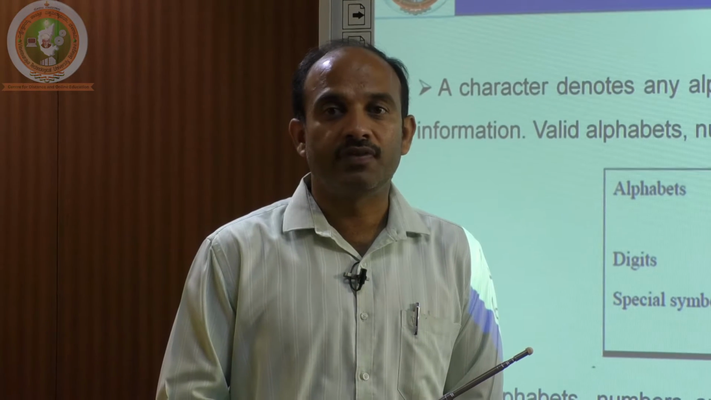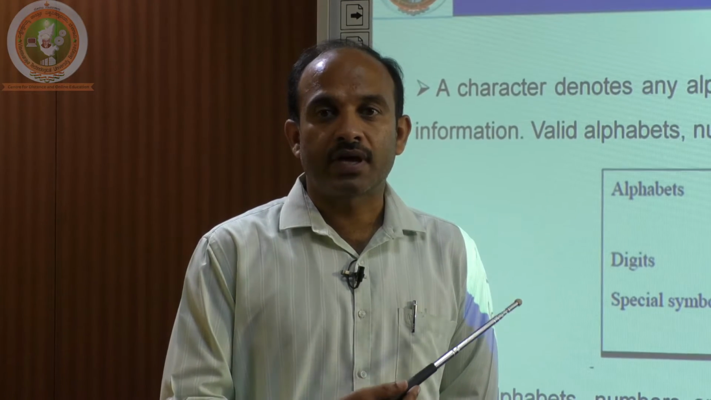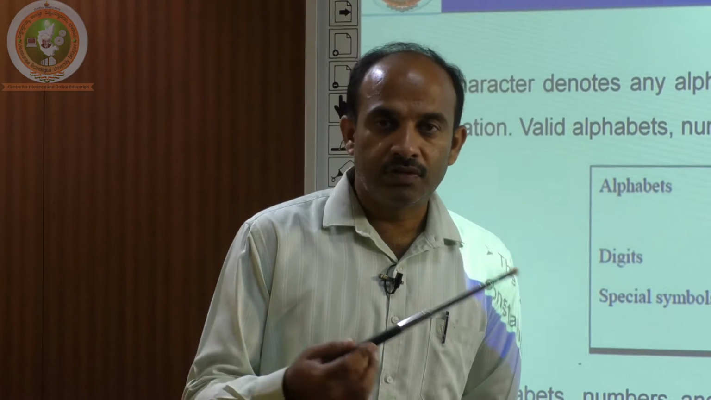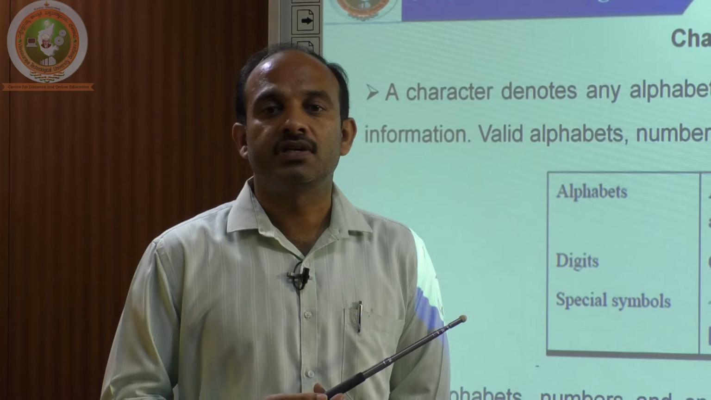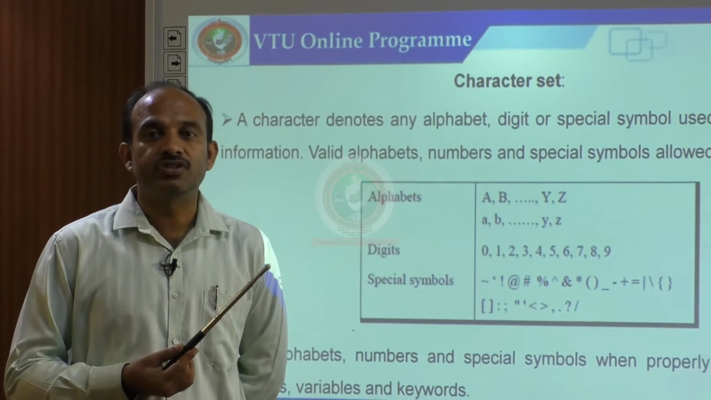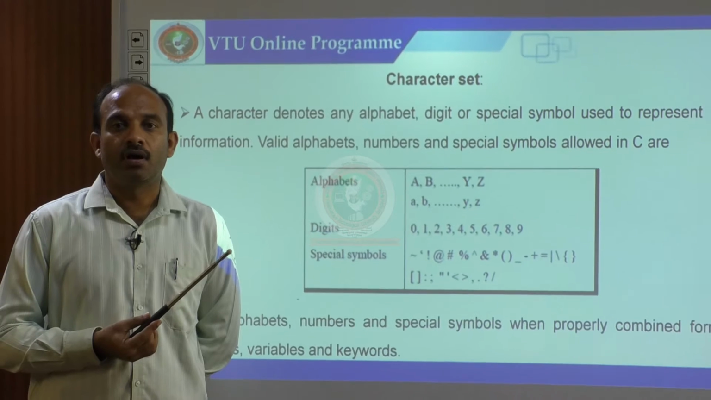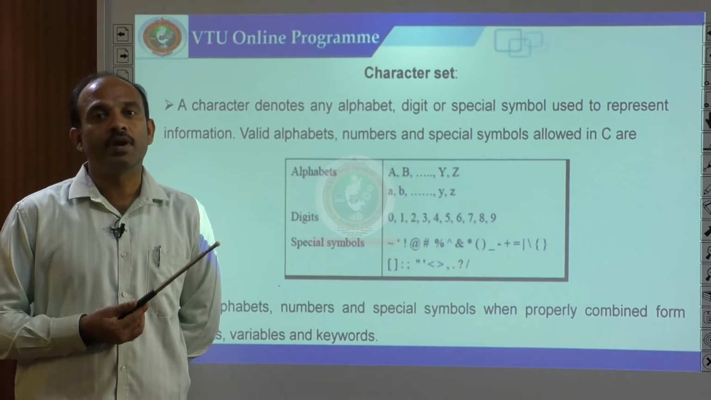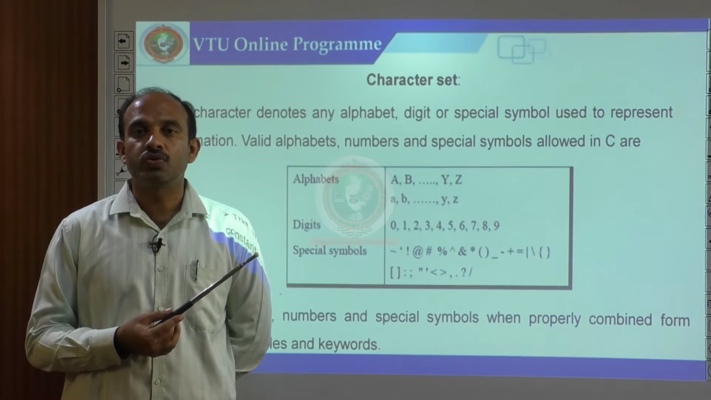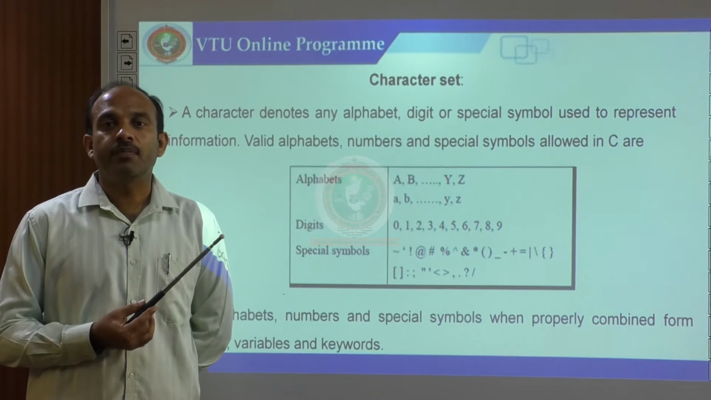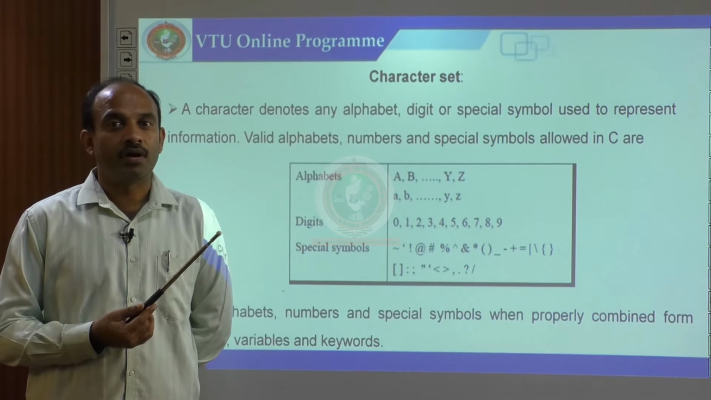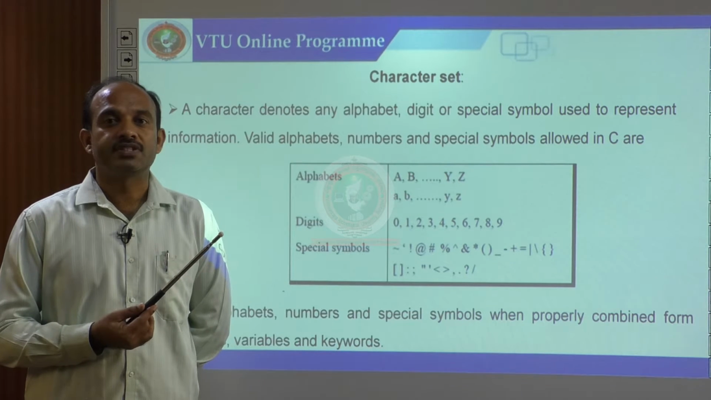First, what are the different characters we need to use while writing a program. In that, first one is the character set. A character may be anything: a character which denotes an alphabet, or a digit, or a special symbol. Basically, all these are used to represent information, a valid alphabet, or a number, or a special symbol.